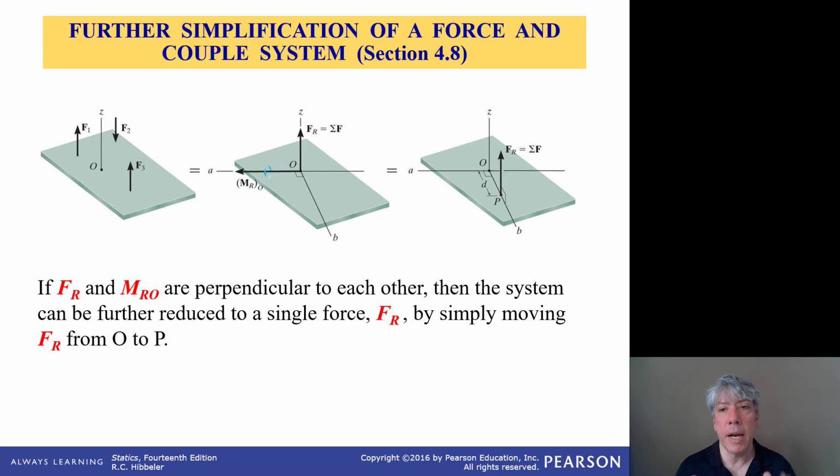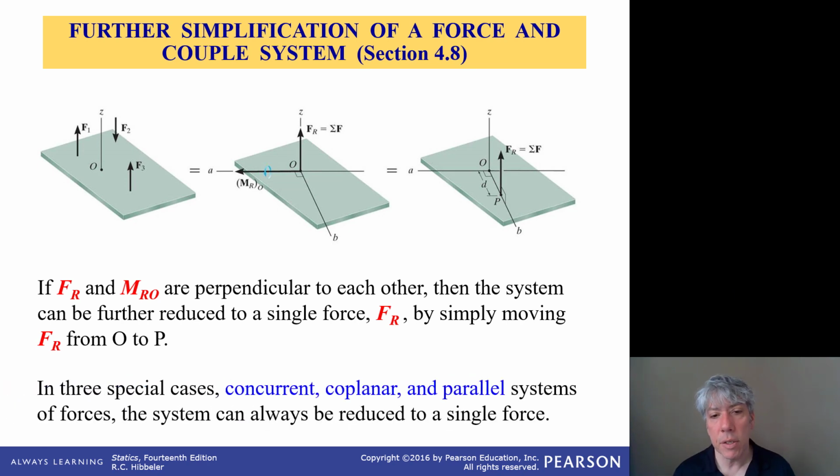So if you end up calculating your resultant force and your resultant moment as shown in the figure here, and you notice that the two are perpendicular to one another, then you can move the resultant force away from O. You can find some point P such that you move the resultant force to that point, and all you need is the resultant force. You don't need a resultant moment because that force has the appropriate moment about O. So it's just something interesting.